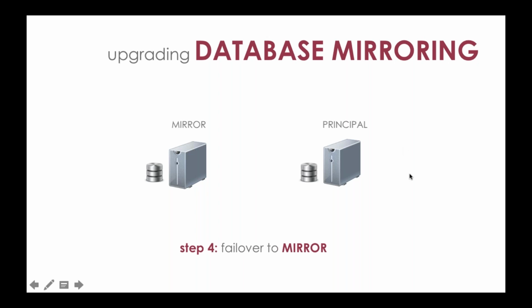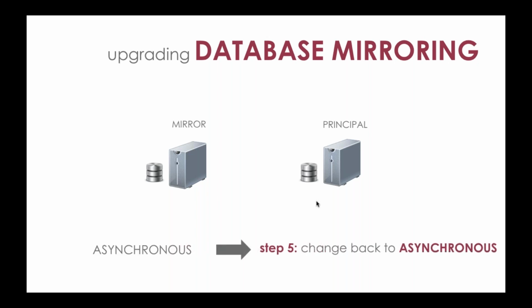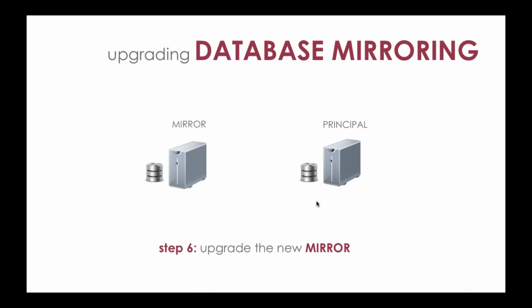And in some cases, what I do is, at this point, I would assume that the pre-upgrade tasks have been done, which means you've done this in a test environment, you know what to expect, how long it takes to recover the databases, you timed it. At this point, after failing over, I can now either change my database mirroring configuration back to asynchronous, or if it's a high availability strategy, I'll keep it as synchronous, and then I proceed to upgrade the new mirror. Okay, so that's for database mirroring.